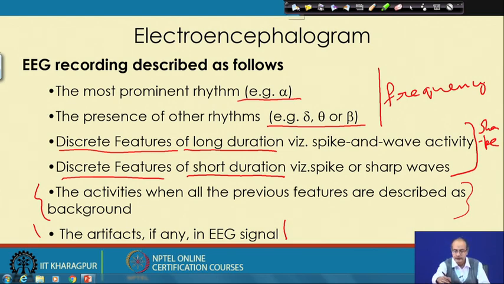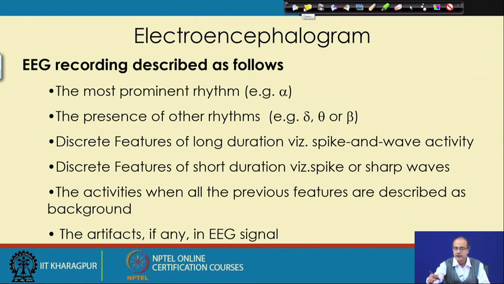So, this is the short description about the EEG signals, which will help us go to the next stage, that is, how to identify some of them which are required for the reporting of EEG.